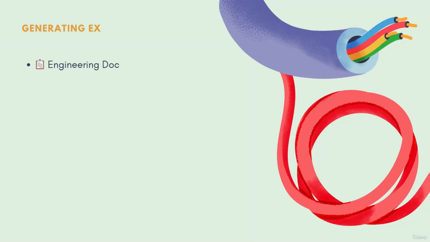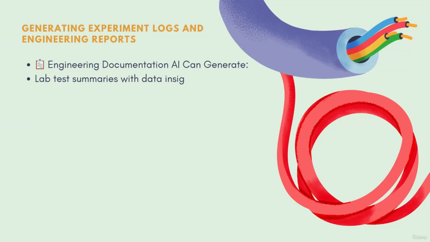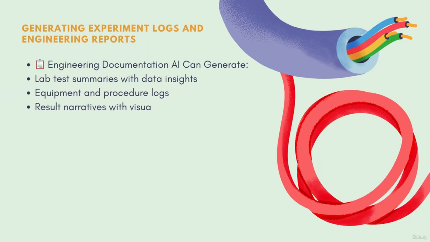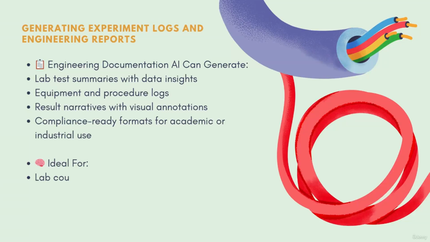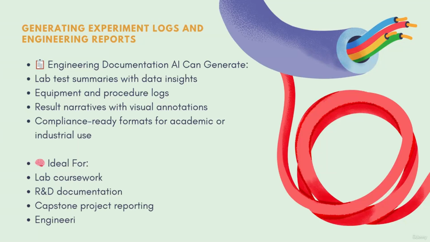Documenting experiments and engineering activities is a crucial but time consuming part of any electrical engineering workflow. Whether you're running lab tests on circuits, logging voltage and current data, or validating simulation outcomes, raw data needs to be turned into structured reports. With generative AI, you can auto generate experiment logs, summarize test results, and create professional engineering reports directly from CSV files, table snapshots, or manual logs. This saves time while maintaining precision, traceability, and readability.